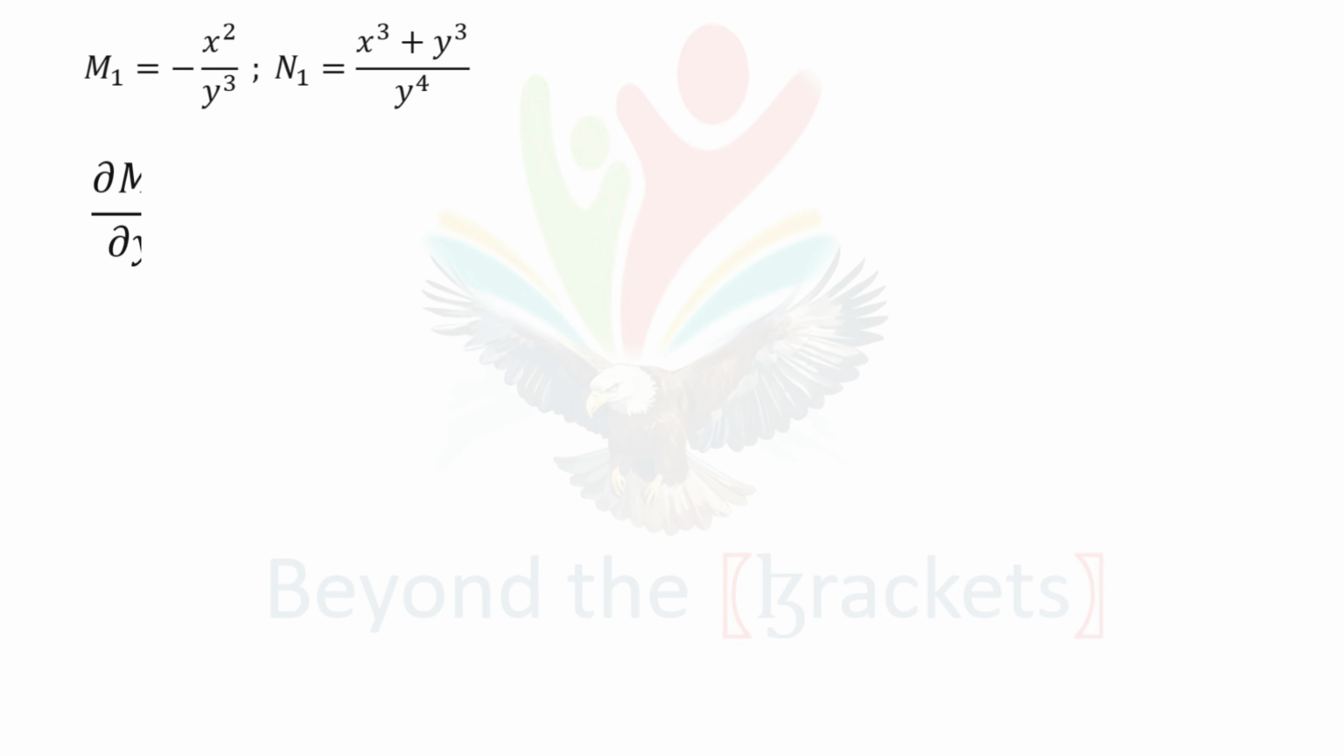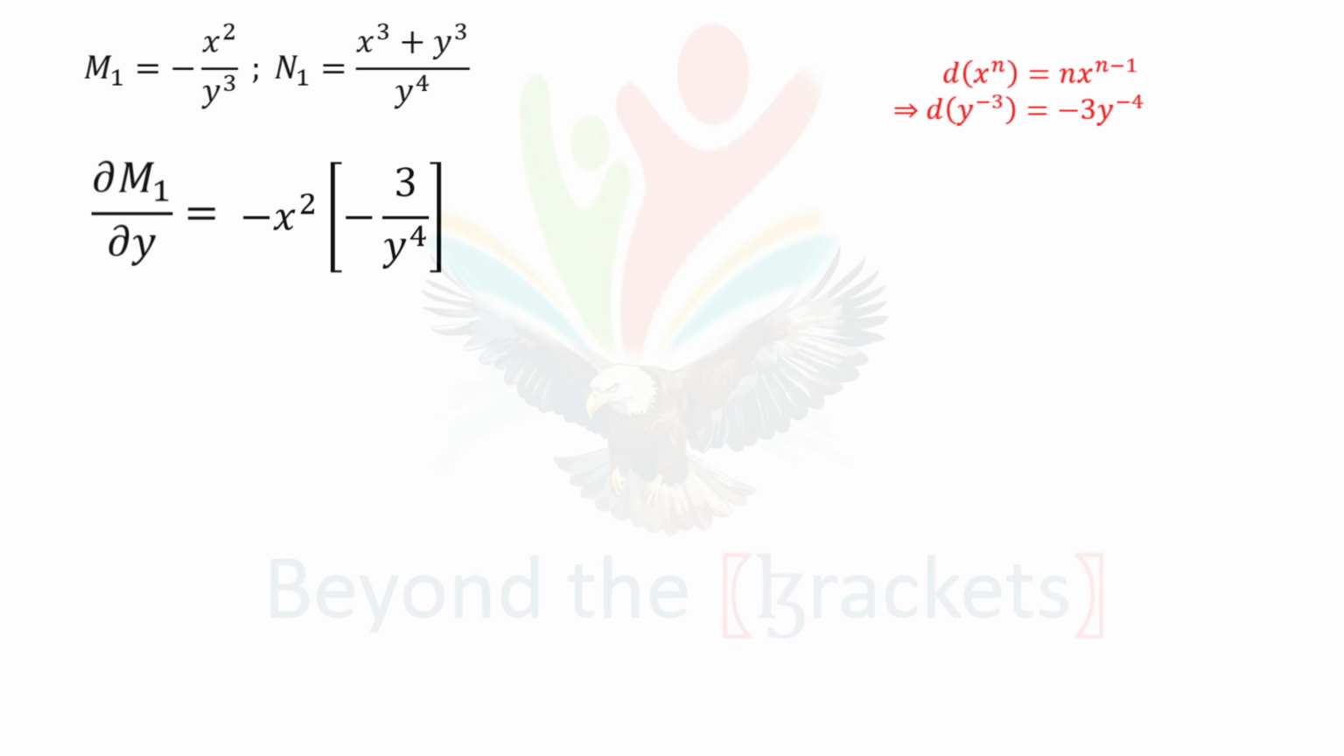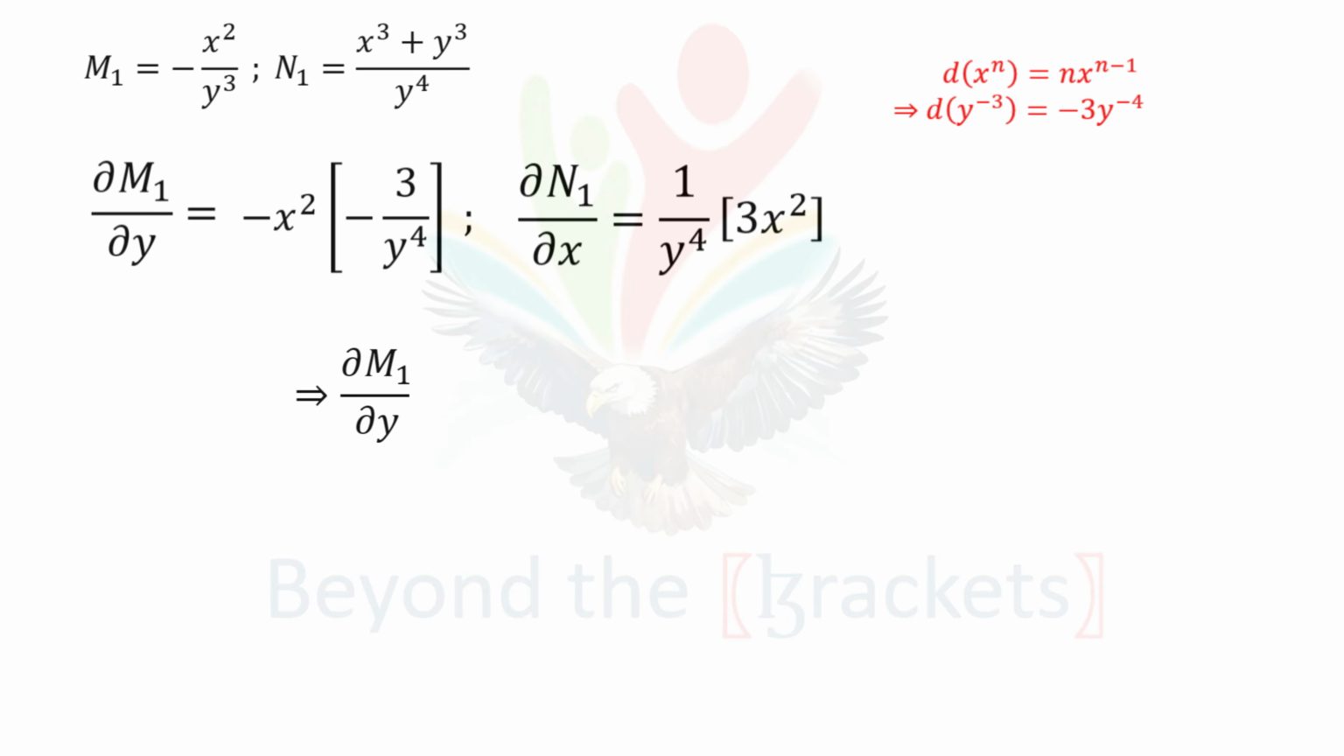Differentiating M1 partially with respect to y, minus x square is constant. Differentiation of y power minus 3 will be minus 3 by y power 4. Differentiating N1 partially with respect to x, 1 by y power 4 is constant. Differentiation of x cube will be 3x square, y cube will be 0. Again, both the equations are equal. So equation 2 is exact.